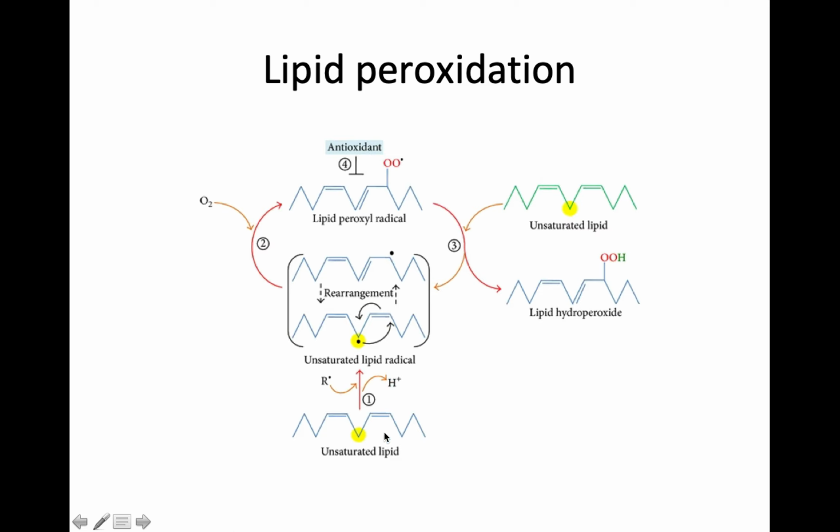So here in the first step, as we can see, there is an unsaturated lipid, to which the reactive oxygen species will react and take out a hydrogen atom from the unsaturated lipid molecule. This results in the formation of the unsaturated lipid radical. Here we can see the presence of a single electron, and it is called the unsaturated lipid radical.